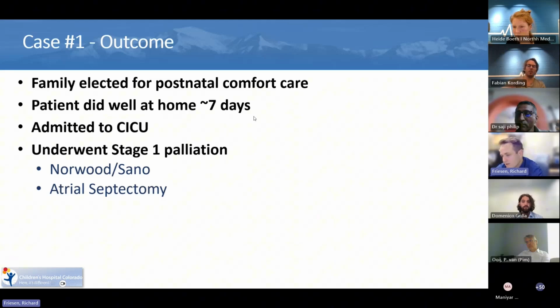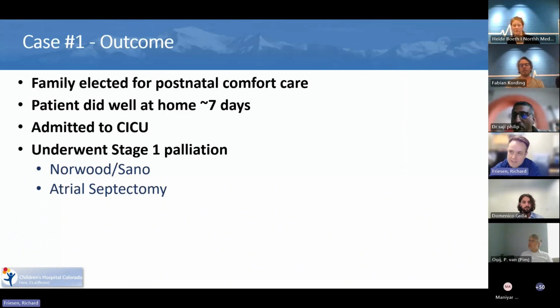But the baby did well at home for 7 days, and so they called and said, should we do something else? And so they were admitted to our ICU, and after discussions, they did undergo a stage 1 palliation with a Norwood Sano and atrial septectomy, and are doing fine after stage 1 on minimal oxygen and gearing up to go home for the interstage period.